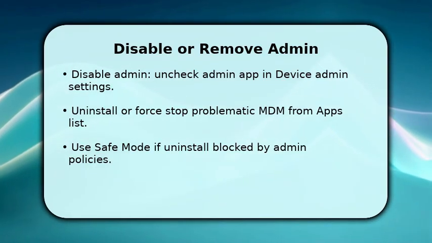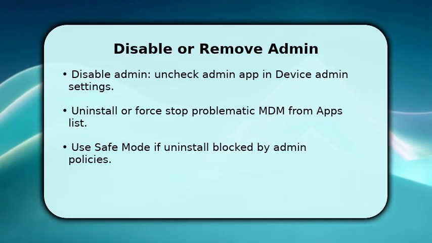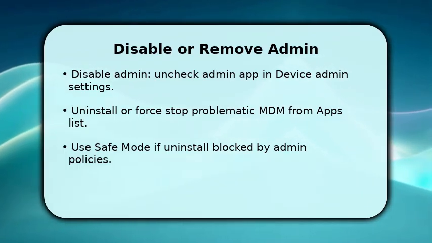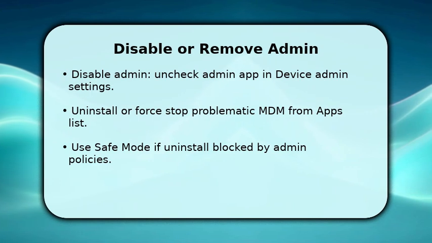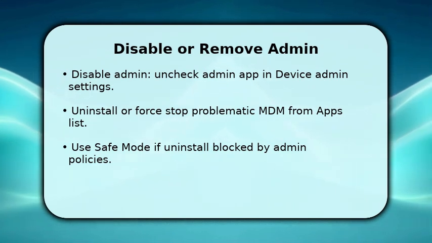If the uninstall button is grayed out, restart into safe mode to prevent third-party admins from running, then uninstall. If the device is device owner locked, prepare to contact the admin or use factory reset with account credentials.